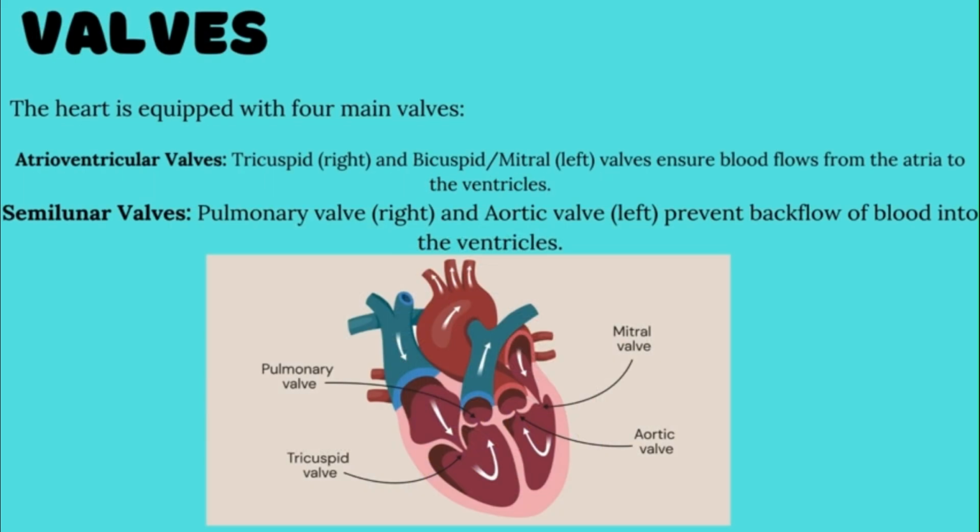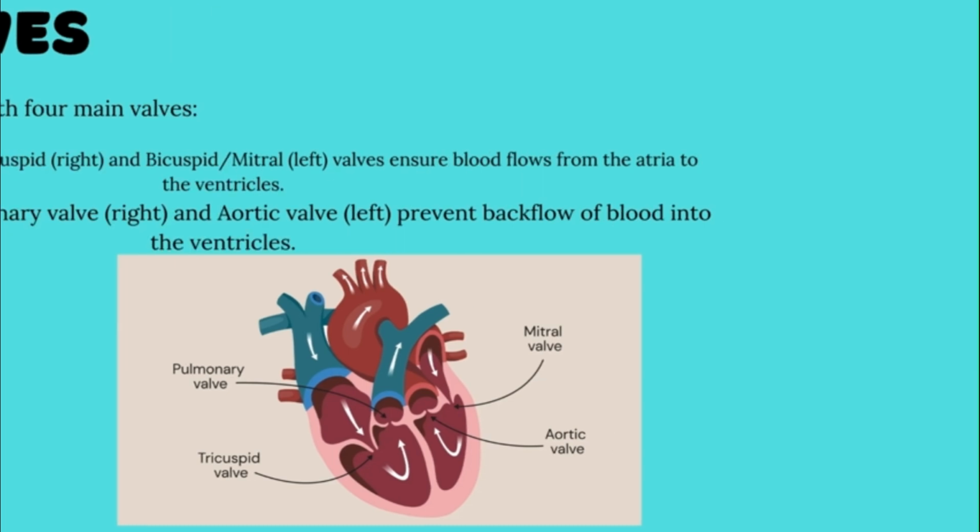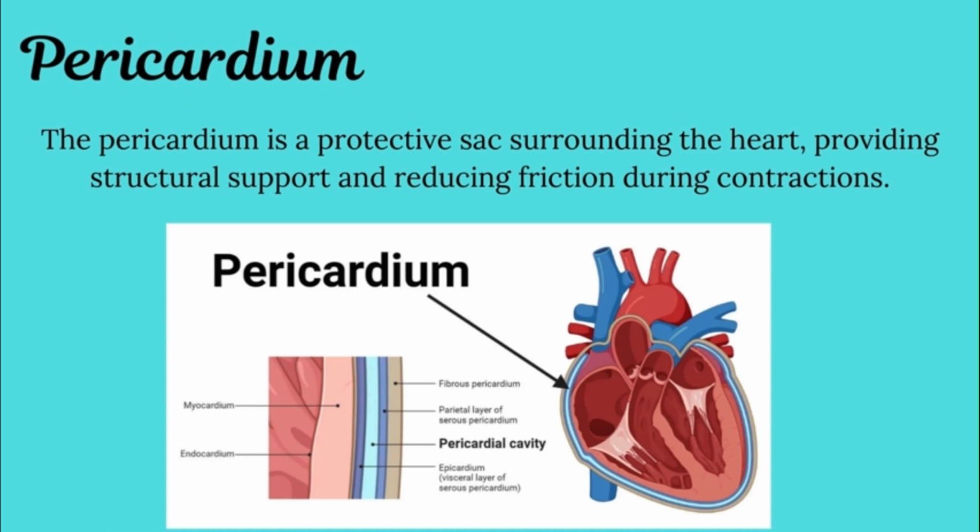Valves. The heart is equipped with 4 main valves: atrioventricular valves, tricuspid, right, and bicuspid/mitral, left. Valves ensure blood flows from the atria to the ventricles. Semilunar valves, pulmonary valve, right, and aortic valve, left, prevent backflow of blood into the ventricles. Pericardium. The pericardium is a protective sac surrounding the heart, providing structural support and reducing friction during contractions.